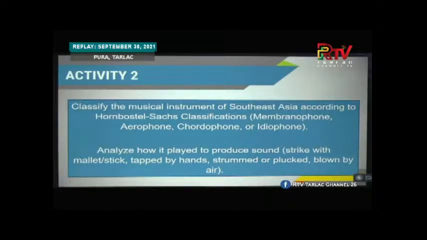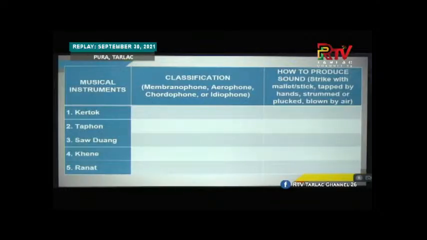Are you ready? Okay, let's begin. Number 1. Kerotok. Is it membranophone, aerophone, chordophone, or idiophone? And how do you play this instrument? Write your answer. Number 2. Taphon. Is it membranophone or aerophone, chordophone or idiophone? And how do you play this instrument? Write your answer. Number 3. Saoduang. Is it membranophone, aerophone, chordophone, or idiophone? And how do you play this instrument?